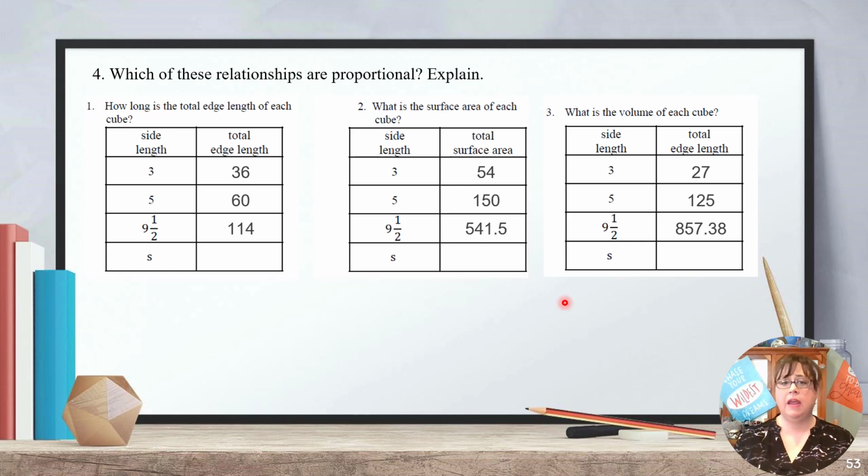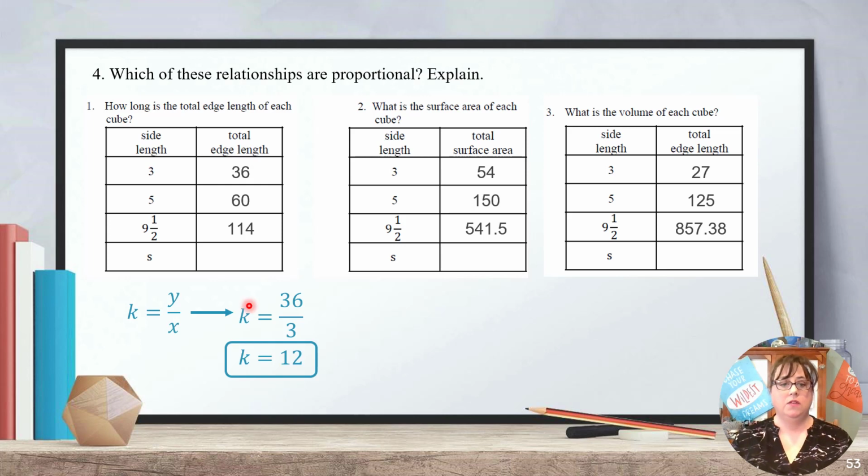So if we look at table number 1 to begin with, we want to compare, again, y to x. So if I compare k equals y to x on problem number 1, 36 to 3, and then I want to reduce it. We always reduce it so that we're comparing the smallest fraction. We're looking at equivalent fractions. So that is 12. So now I want to do the next one, 60 to 5. When I reduce the 60 to 5, I also get 12.